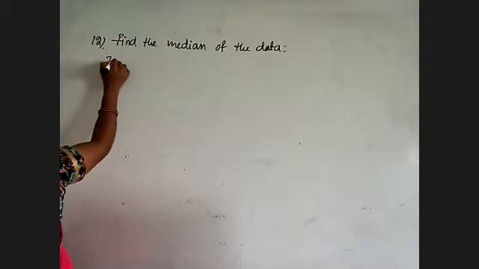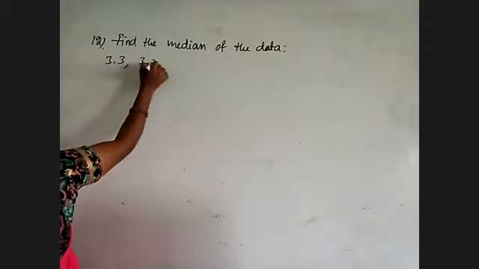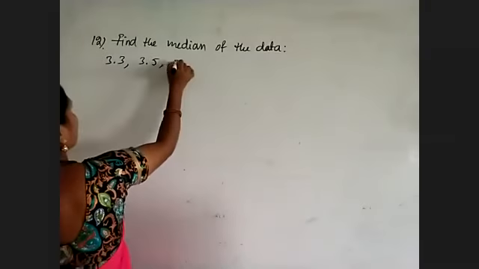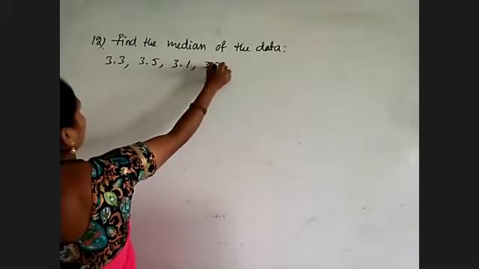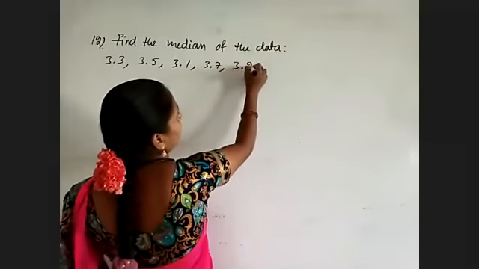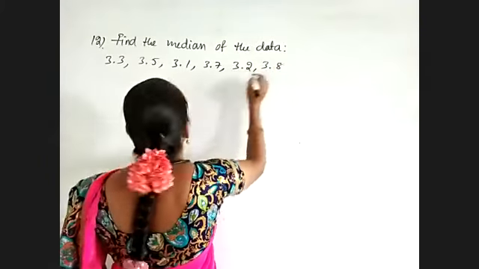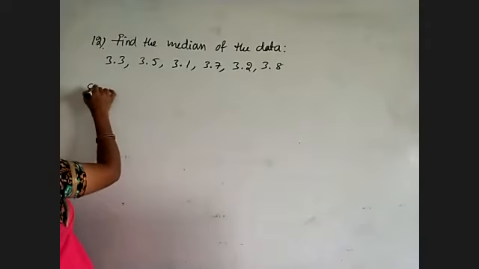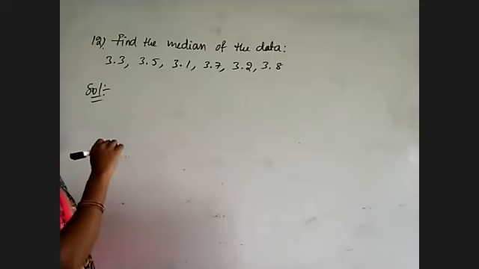3, 3.5, 3.1, 3.7, 3.2, 3.8. So like this, they have given the observations. Now, just observe the question. They are asking us to find the median.